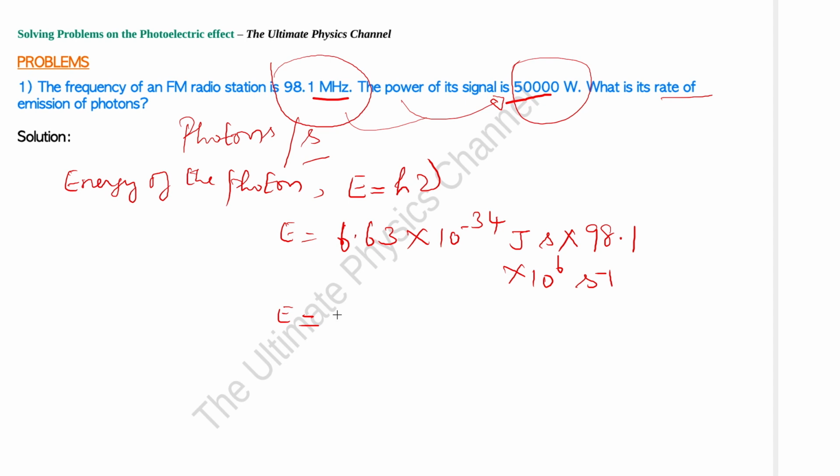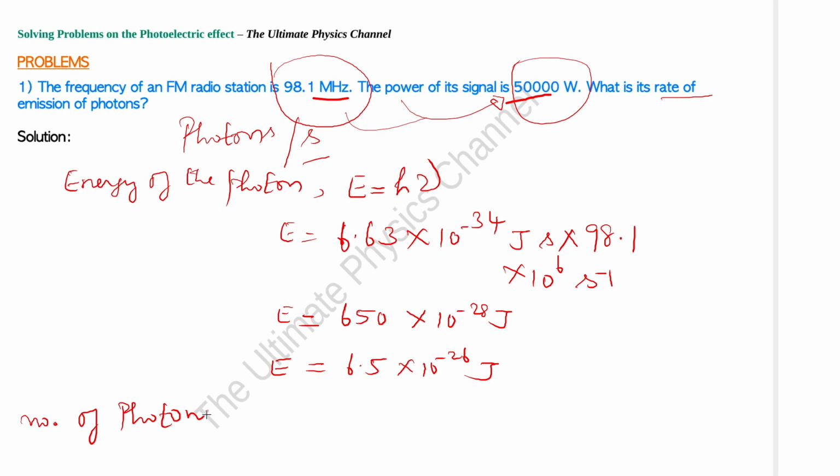we get about 650 times 10 power minus 28 joule, and we can write that as 6.5 times 10 power minus 26, right? So this is the energy of each photon in this radiation. And now we have to calculate the number of photons that are present in this signal per second, because our units here are in power units, right?